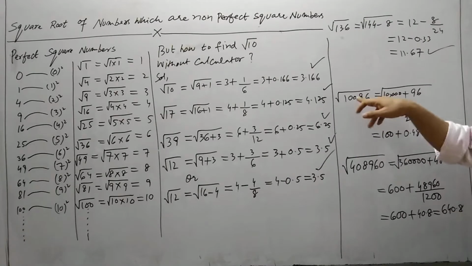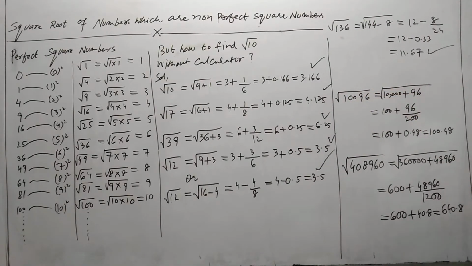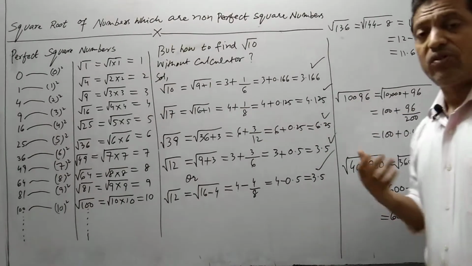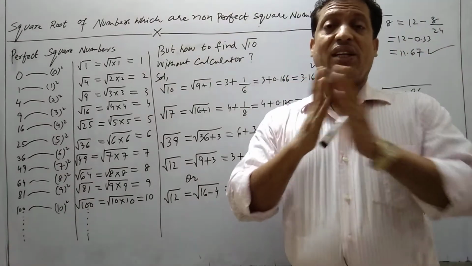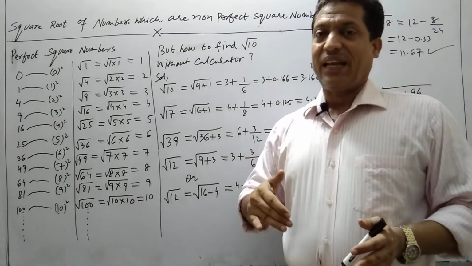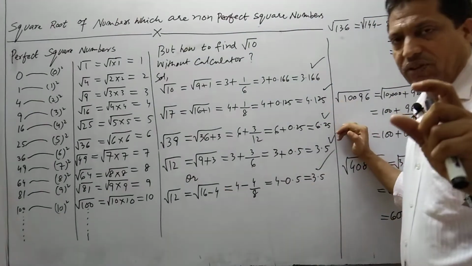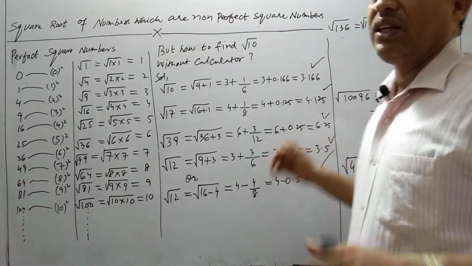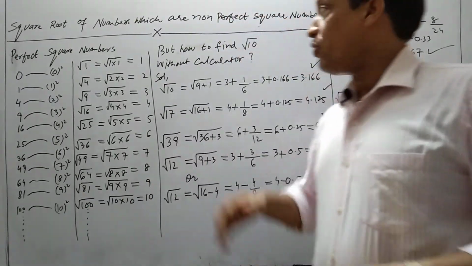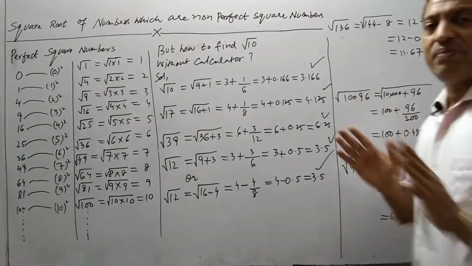See this, 10,096. How to find the square root of 10,096? It will be very difficult before this method. But it is very easy if you use a calculator. But if a calculator is not allowed in your exam, how to find the square root of a non-perfect square number? You can apply this method. You will get full marks.